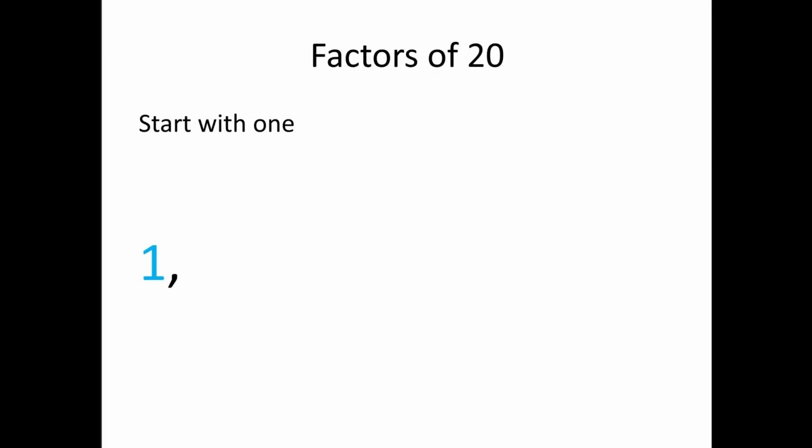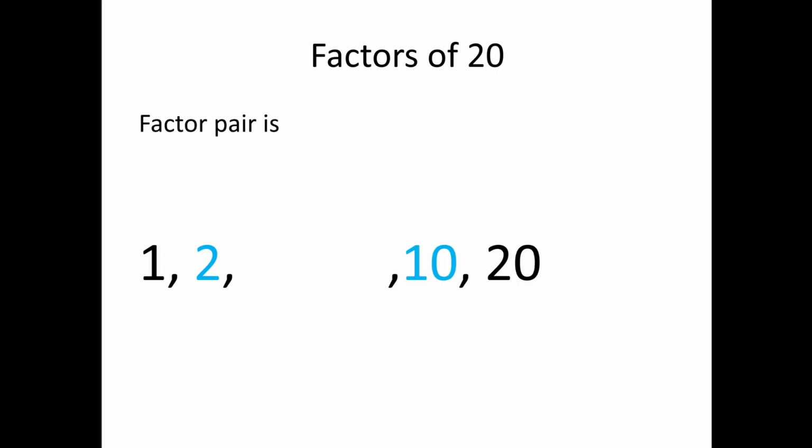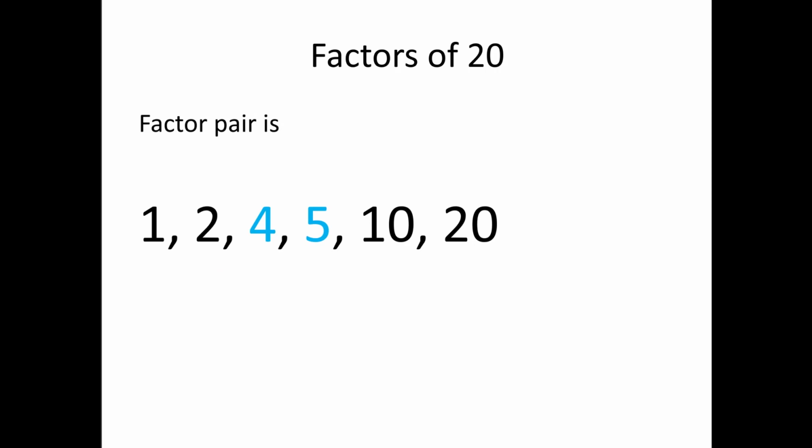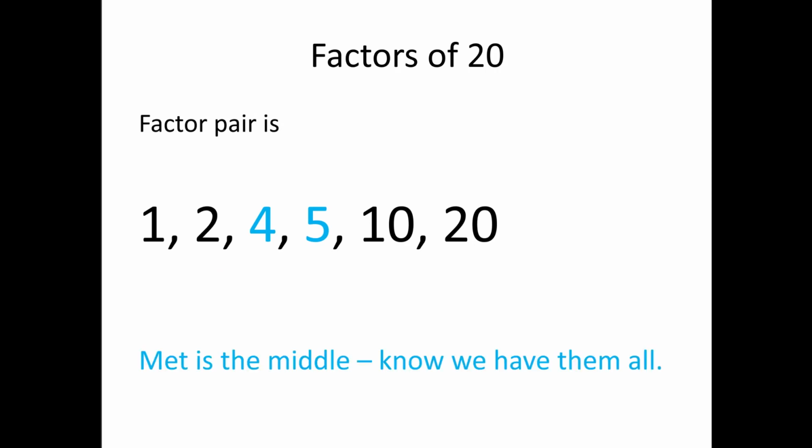Let's have a look at an example. The factors of 20. We start with 1. The factor pair is 20. The next number is 2. The factor pair is 10. 3 is not a factor, 4 is a factor, and 5 is its factor pair. We have met in the middle because my next number is 5, so we know we have them all.